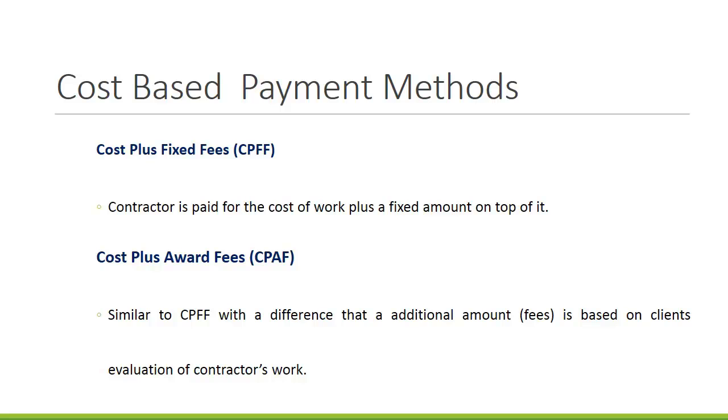Cost plus award fees. It's almost similar to cost plus fixed fees payment method, but with the difference that an additional amount of fees is based on client's evaluation of contractor's work rather than the initial agreement. So in this case, the contractor may be paid or may not be paid an additional amount on top of the cost he incurs. If the client evaluates that he doesn't like the work of the contractor, he may pay him just the amount of the work and no fees on top of that. While in case of cost plus fixed fees, the fixed fees is already agreed.